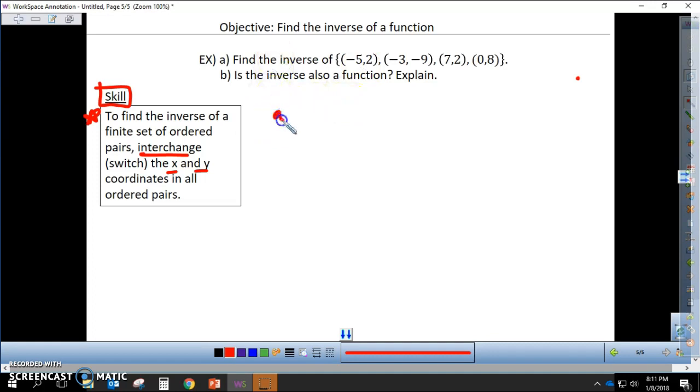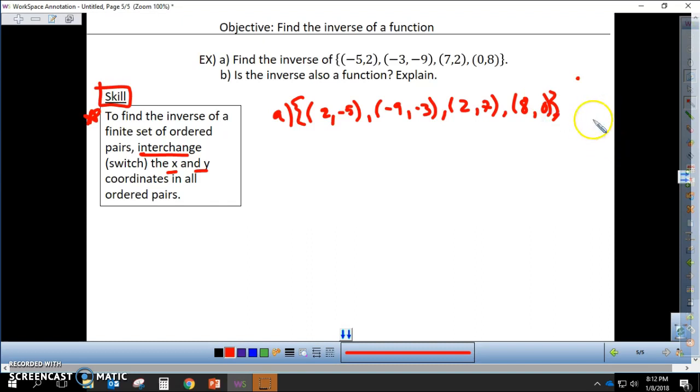So for part A, this ordered pair, right? It was negative 5, 2. Now it becomes 2, negative 5. It was negative 3, negative 9. It is now negative 9, negative 3. It was 7, 2. It is now 2, 7. And then 0, 8 becomes 8, comma 0. That is it. You just switch x and you switch y.